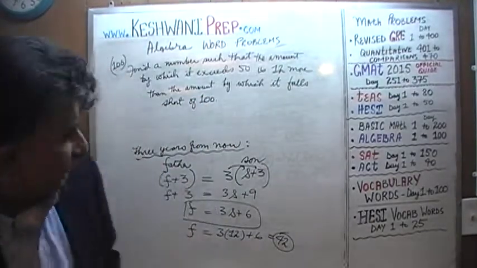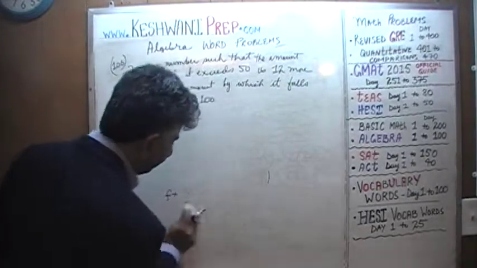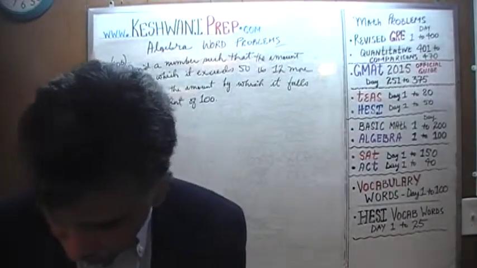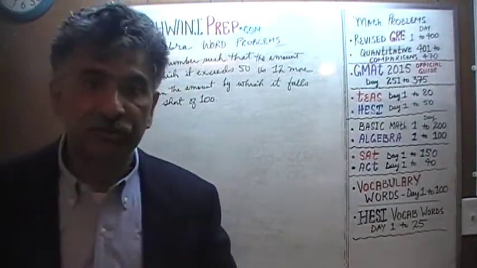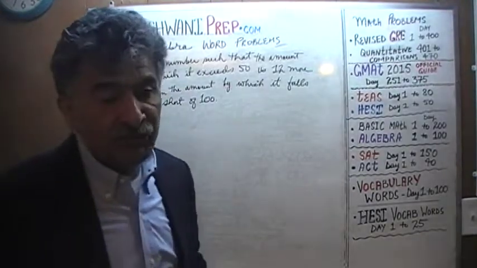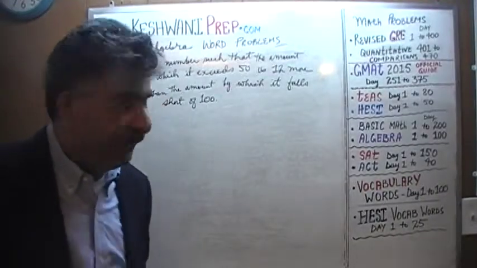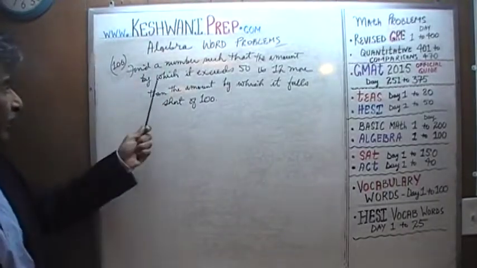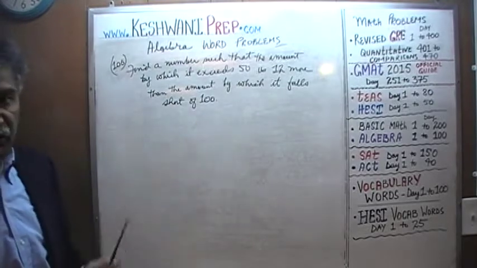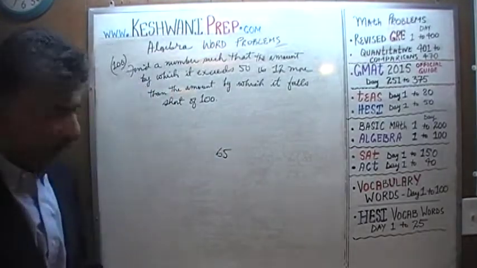Now, if you had trouble understanding the problem, I'm going to explain to you in a second. It says that we are to find a number which is to possess only one characteristic. The characteristic is that the number has to be such that the amount by which it exceeds 50, let's say the number that we're talking about is 65. I'm just going to pretend it's 65, okay?